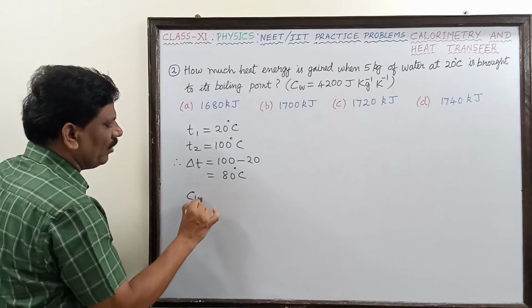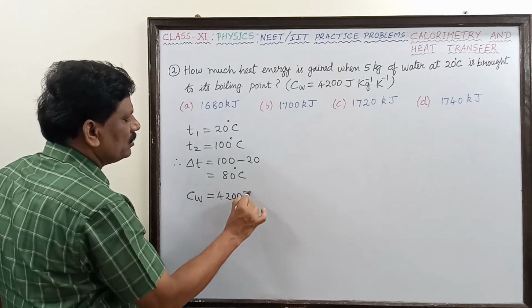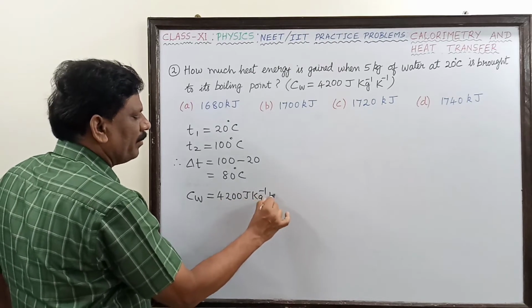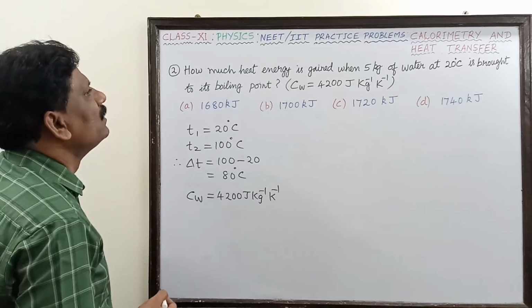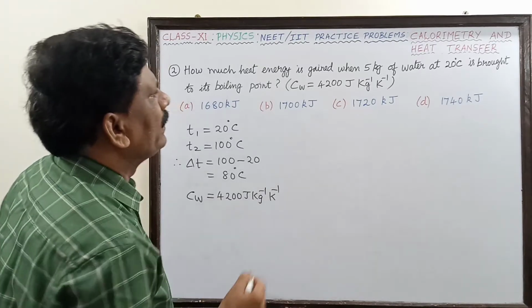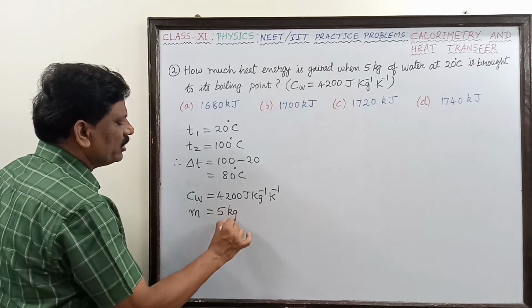Specific heat capacity of water is equal to 4200 joule per kilogram per Kelvin or per degree Celsius, both are one and the same only. Okay, then the mass of water is 5 kg. So mass of the water M is equal to 5 kg.